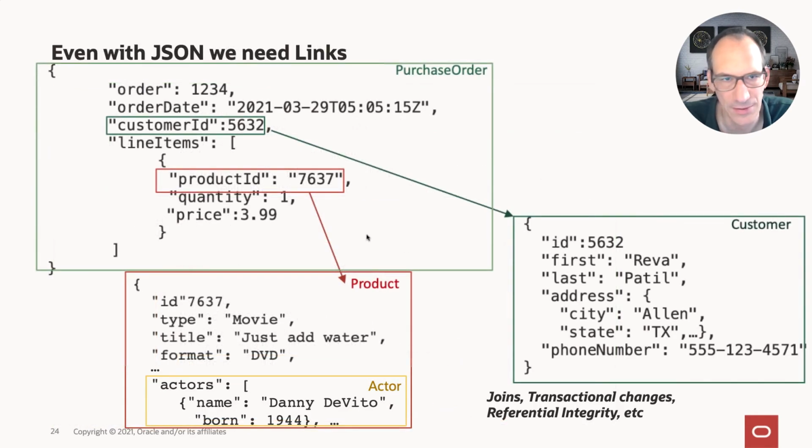So even with JSON, sooner or later you would want to store different entities separately, maybe as separate JSON documents, but then you would want to link one document to the other.